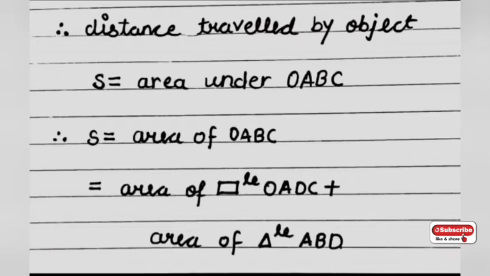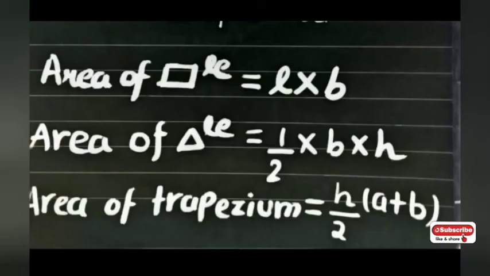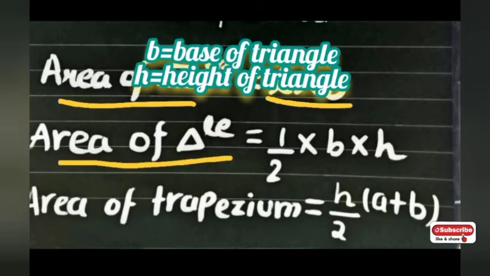Okay, now let us find s, the area under OABC, that is the distance. So the area under OABC would be the area of rectangle OADC plus the area of triangle ABD. So simple, right? Now maybe if you forgot how to find the area of a rectangle and triangle, let me remind you. Area of a rectangle is L into B, that is length into breadth, and the area of a triangle can be found out by half into base into height.